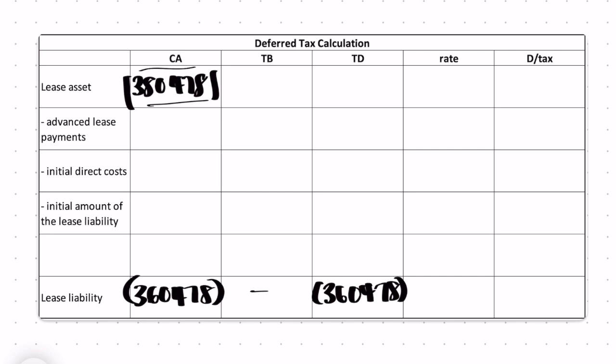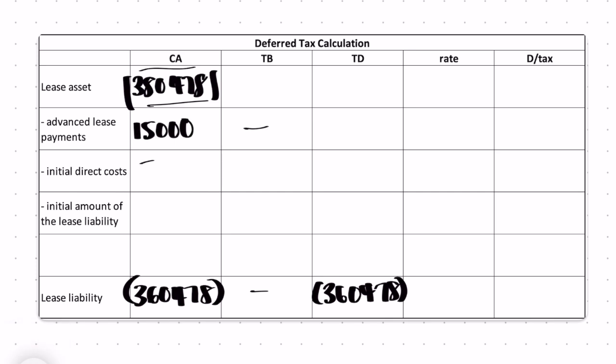Because each of them has a different tax impact, right? So when you think about the advance lease payment of 15,000, that advance lease payment has already been granted as a deduction. So we are capitalizing it as an asset, but we've already been granted a deduction, so there are no future deductions. So that has a tax base then of 0.